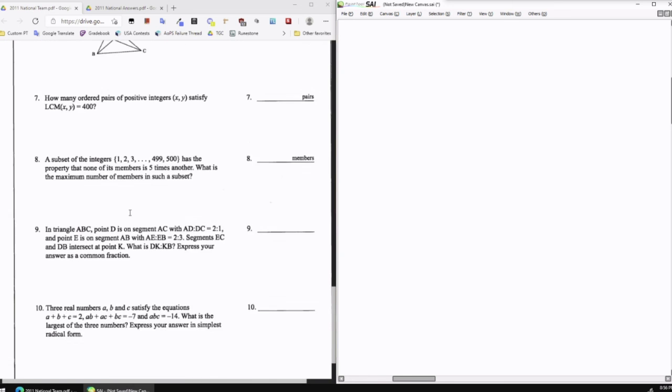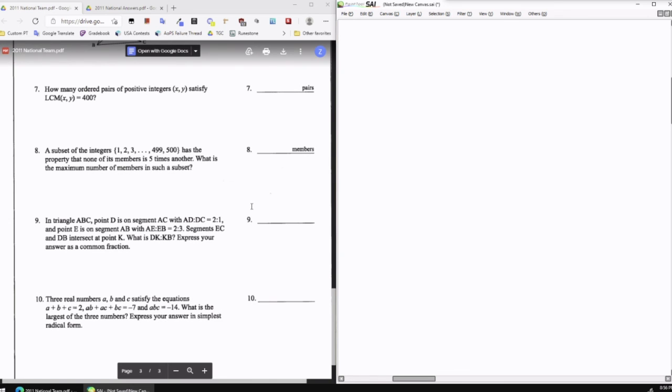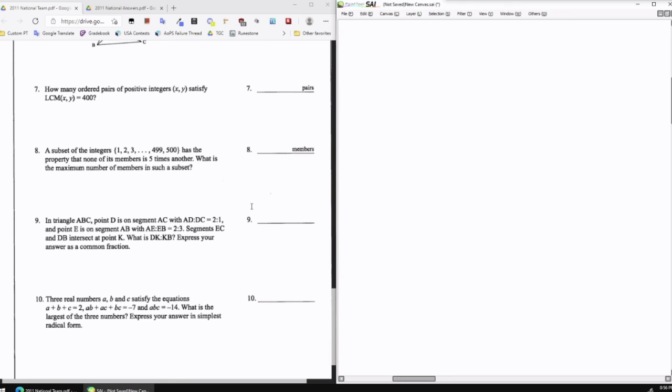In triangle ABC, point D is on segment AC with AD to DC equals 2 to 1, and point E is on segment AB with AE to EB 2 to 3. Segments EC and DB intersect at point K. What is DK to KB? Express your answer as a common fraction.